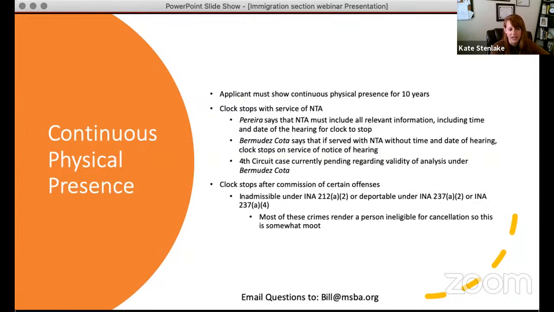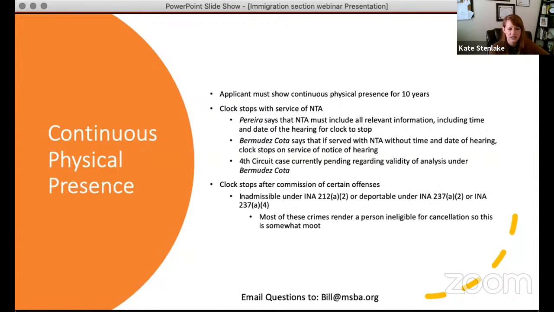I know I have a case, for instance, that I got a motion to reopen granted based on Pereira because the client is now eligible for cancellation of removal, but now he's not, and his individual hearing is coming up. So I'll be asking for a continuance, hopefully, until this Fourth Circuit case has a decision. I'm hoping it'll be granted. So that should apply for every case, because every case will have a notice to appear.